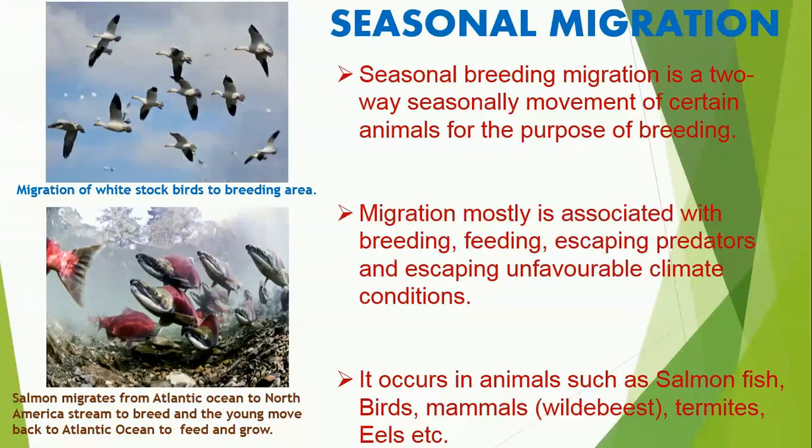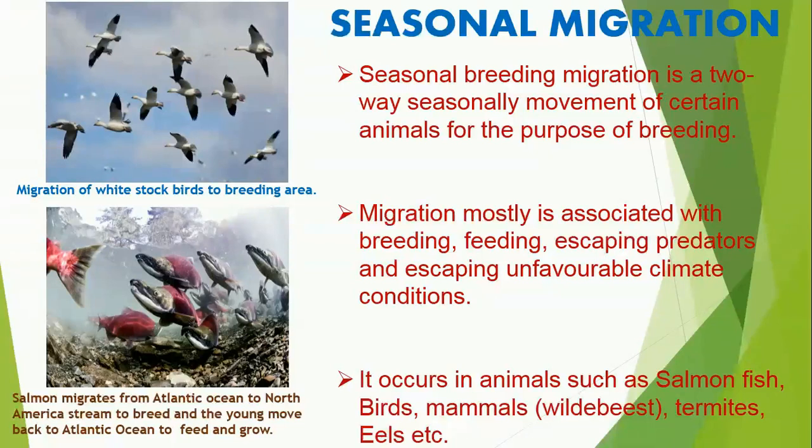Migration mostly is associated with breeding, feeding, escaping predators, and escaping unfavorable climatic conditions. It occurs in animals such as salmon fish, birds, mammals, termites, eels, and so on. Now let's look at the images here.